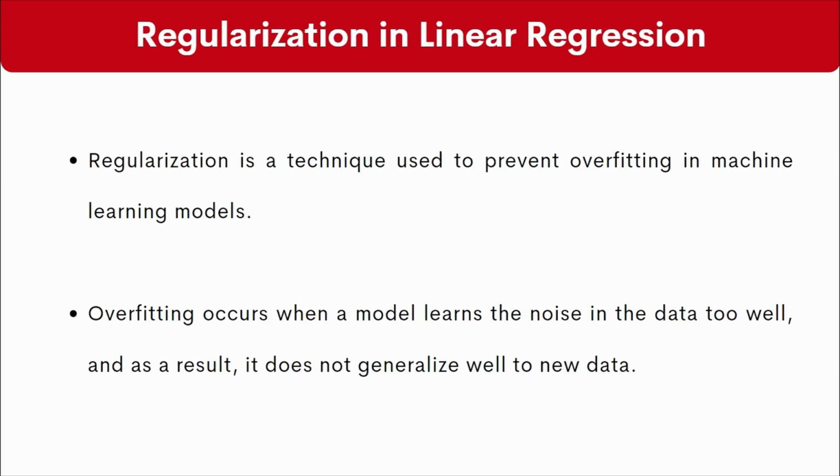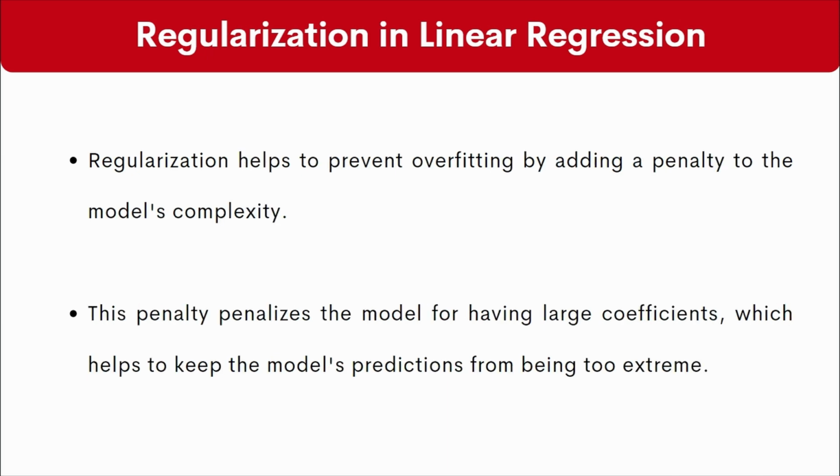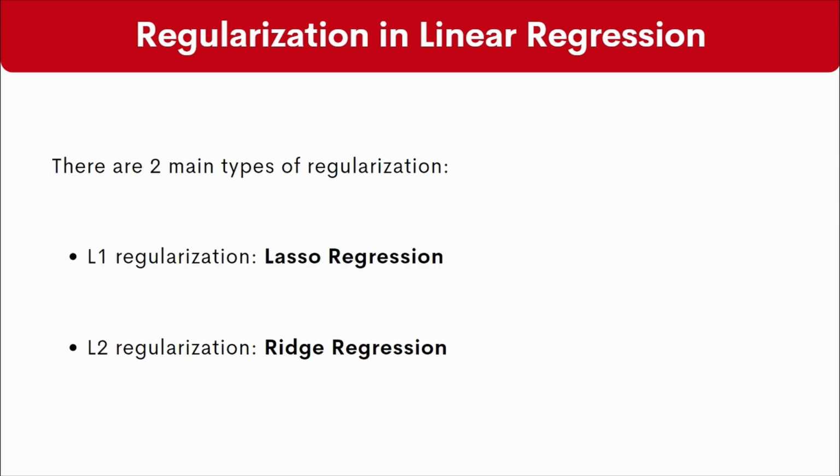Overfitting happens only when your algorithm learns the noise, which means it is trying to reduce the error, and it may go to either side in some cases like this. To reduce the overfitting, we can use this regularization technique by adding a penalty to the model's complexity. So we will be adding a penalty term to the error calculation. This penalty penalizes the model for having large coefficients, which helps to keep the model's predictions from being too extreme. So it will now adjust your error values so that it cannot be too biased or overfitting or too extreme on one side. Talking about regularization in linear regression, we have two main types.